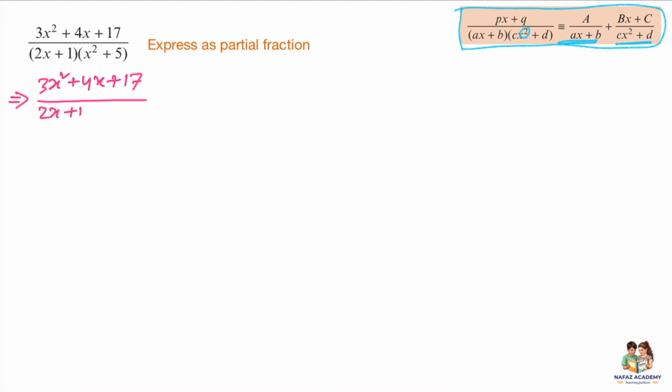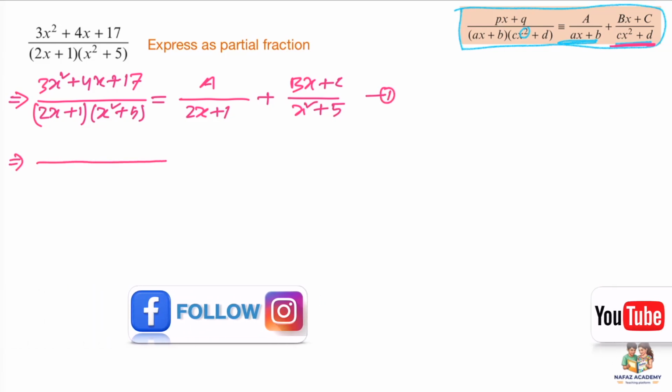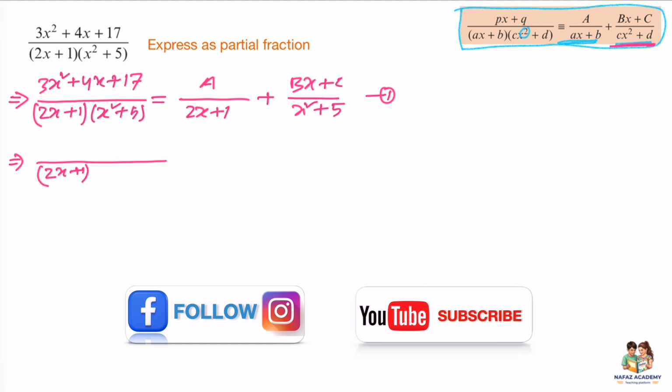So at first write the left side total expression equal to A over 2x plus 1 plus Bx plus C over x square plus 5. Here Bx plus C, same, and Cx square means the coefficient of x square. There is no coefficient, so it is only x square plus 5. Okay, 5 is for D, and C for nothing means 1.